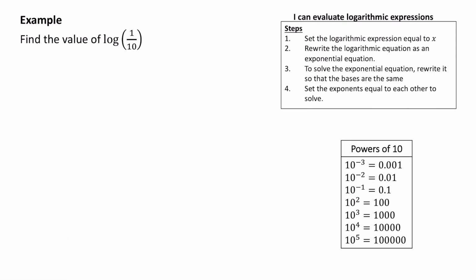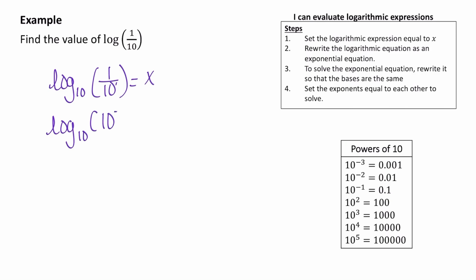Now let's try finding the value of log of 1/10. Once again, this is the common log, so this is the log base 10 of 1 over 10, and we can set this equal to x. Well, this is 1 over 10 to the 1, right? Whenever we have the reciprocal, we can write that as a negative exponent. So that's the log base 10 of 10 to the negative 1, and that equals x. We can rewrite this in exponential form: 10 to the x equals 10 to the negative 1. Since we have the same base, x equals negative 1.